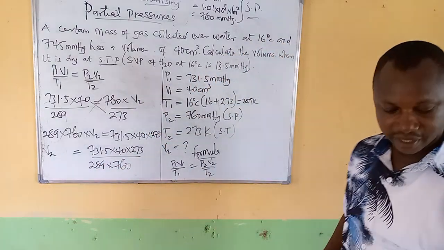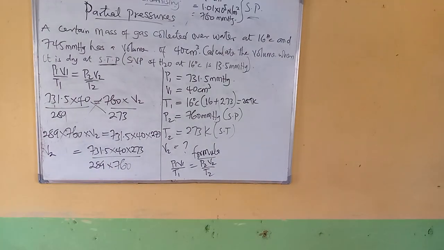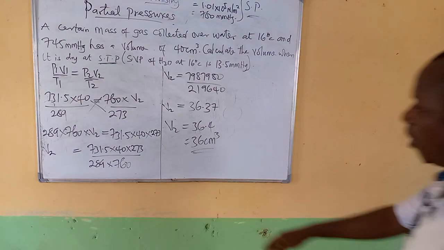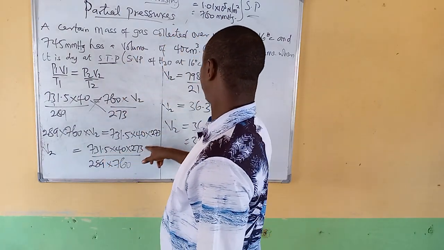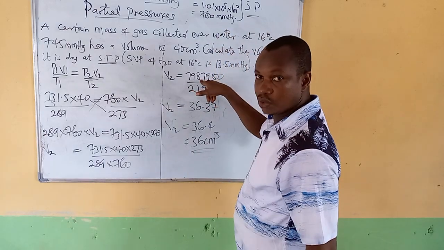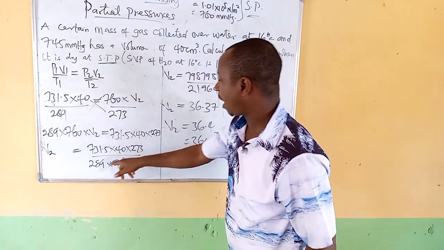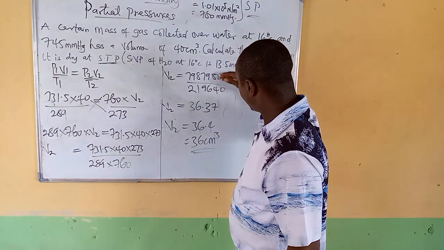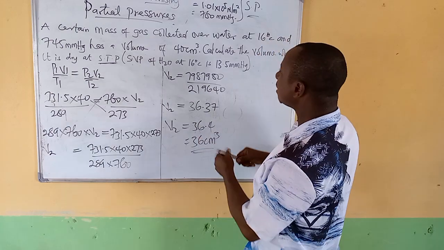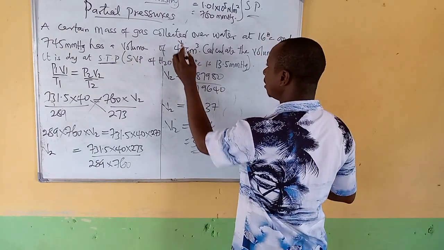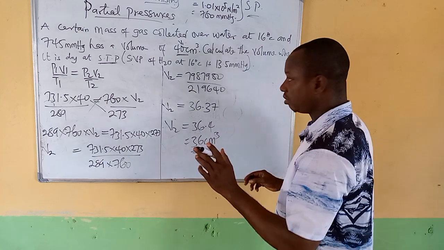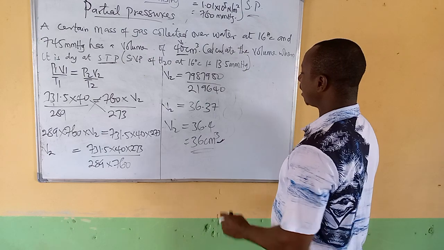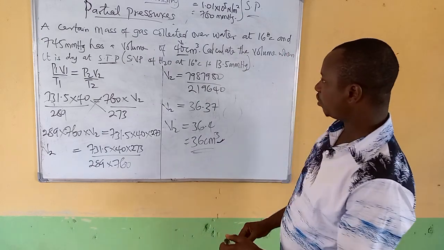So that is it. Let's use the calculator and get our V2. When you multiply the numerator, you will get this value. When you multiply the denominator, you get this value. Dividing this by this, you get this. Since our V1 is an approximate value, I approximated it to the nearest whole number. That is 36 cm³. That is our V2.